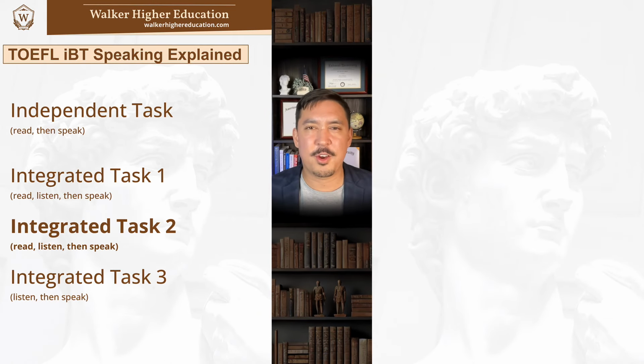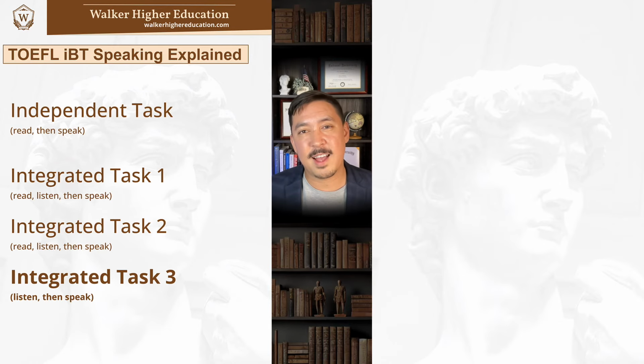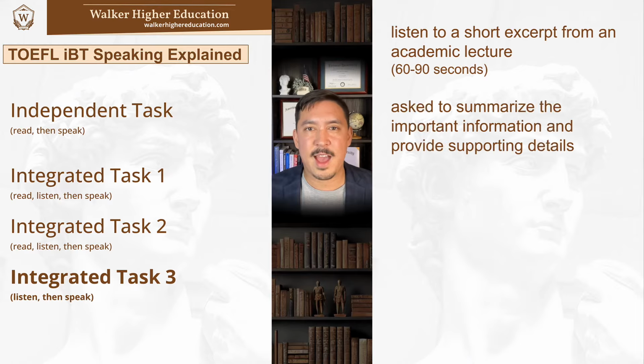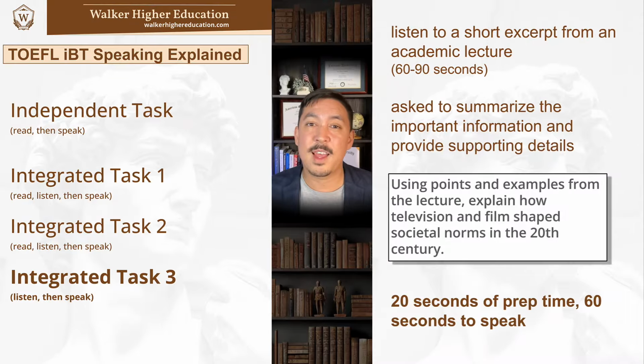Lastly, let's look at the third integrated task. With this task, you'll listen to a short excerpt from an academic lecture. You'll then be asked to summarize the important information and provide supporting details from the lecture. You're given only 20 seconds to prepare, and then 60 seconds to deliver your spoken response.